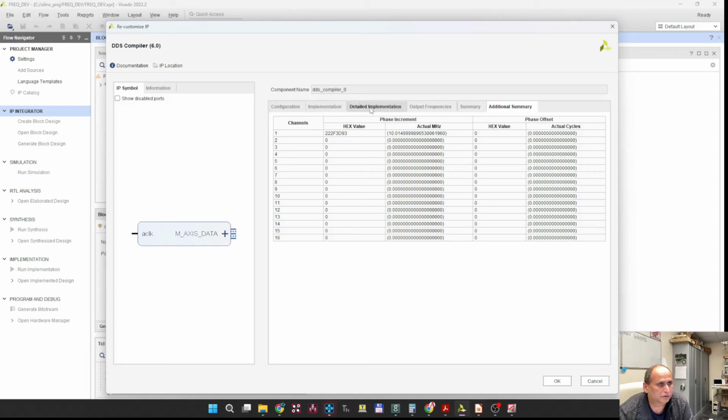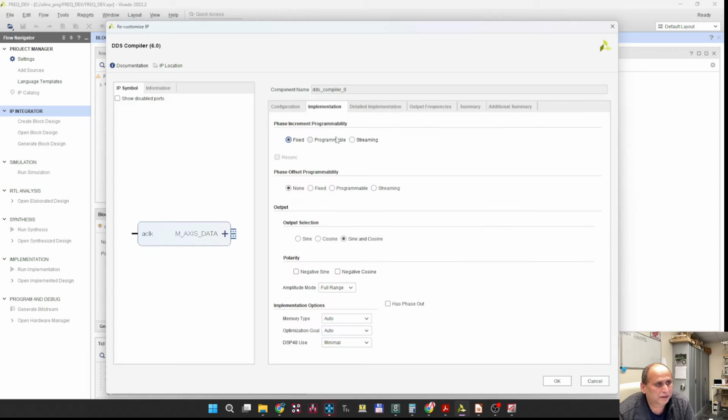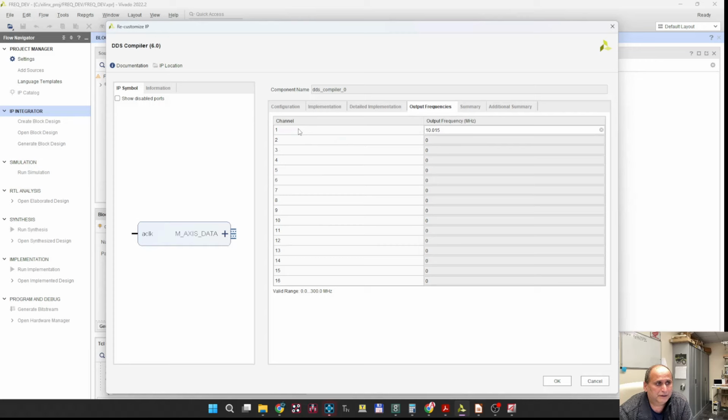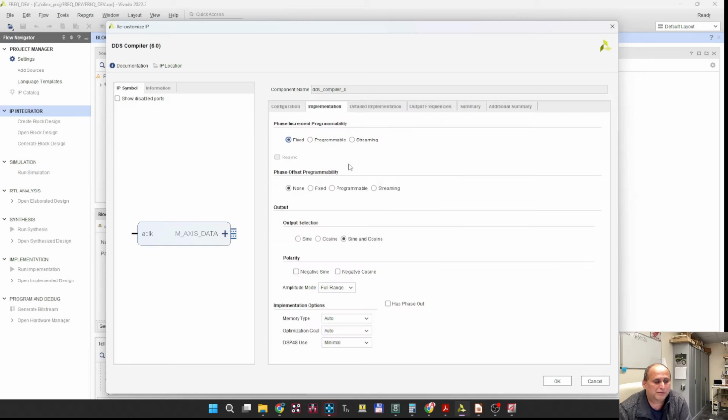Okay, so we go back to implementation here. Right now, the phase increment is fixed, and you can see it here, right? But I don't want to have it fixed. I want to have it programmed because I want to modulate. So I need to give some modulation values. So this frequency is going to modulate. I can have it programmable, or I can have it streaming. We want to have it streaming because this continuously needs to modulate. So we'll have samples coming in which are going to shift this frequency around 10 megahertz. So we select here streaming.